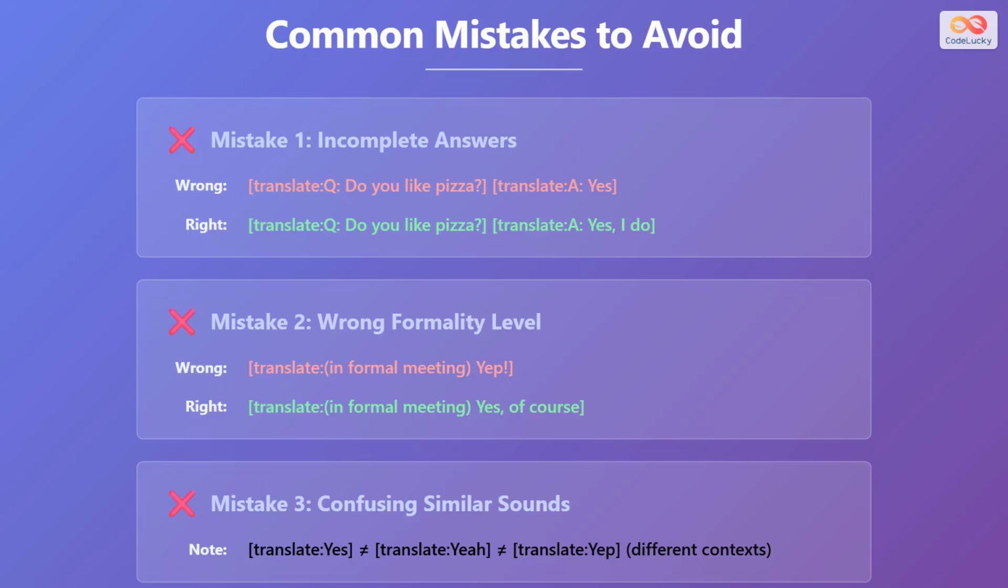Let's look at common mistakes. Mistake 1 is giving incomplete answers. Don't just say yes when asked, "Do you like pizza?" Instead say, "Yes, I do." This sounds more natural. Mistake 2 is using the wrong formality level.